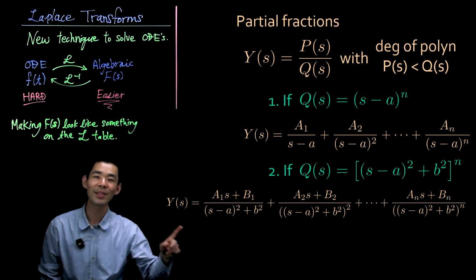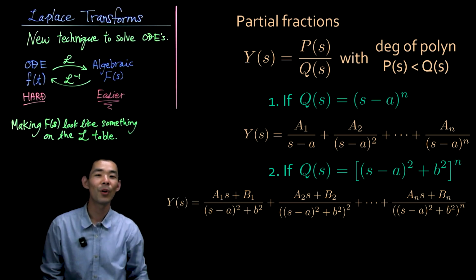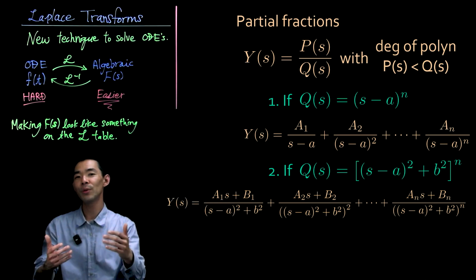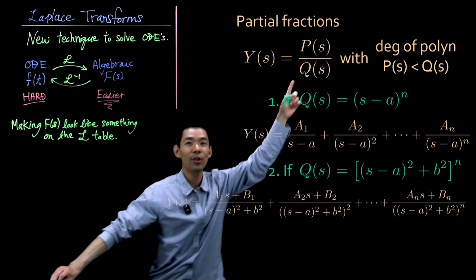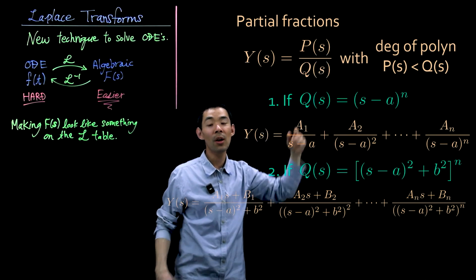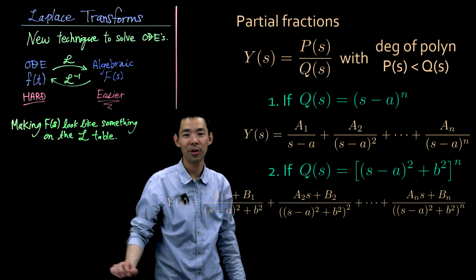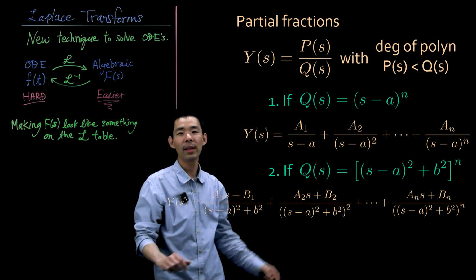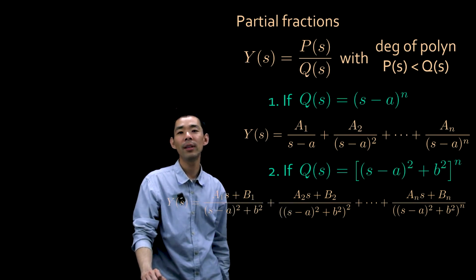But in general, this is the kind of guess that you should make for partial fractions if you are posed with a ratio of polynomials that looks something like this, which again, like I said, is very common in science and engineering. So let's do a couple of examples that illustrate the use of these rules 1 and 2.